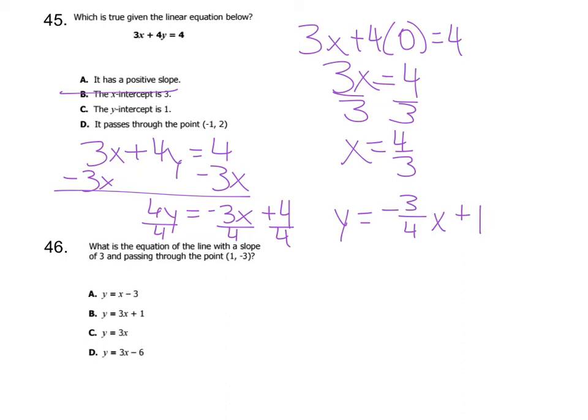Does it have positive slope? No, the slope is negative 3/4, so it doesn't have positive slope. Is the y-intercept 1? Is b 1? Yes. So that appears to be my answer. Now, how would we check if we wanted to check if this point went through it? Well, we would plug in x and y. We would plug that into the equation, and we would see if it's true. And we're going to find out it's not. So the y-intercept is 1.